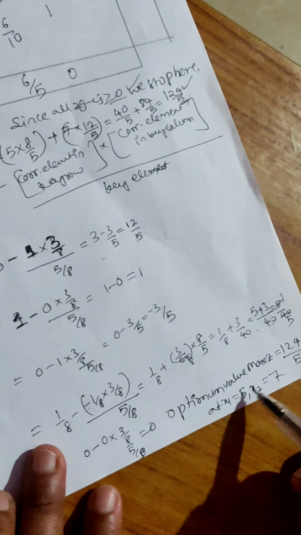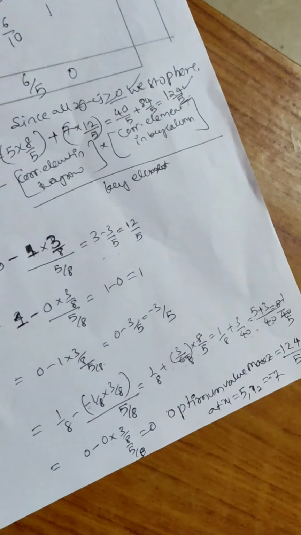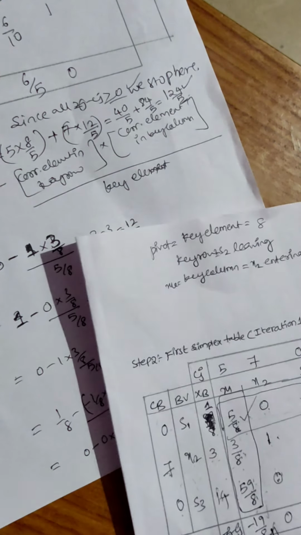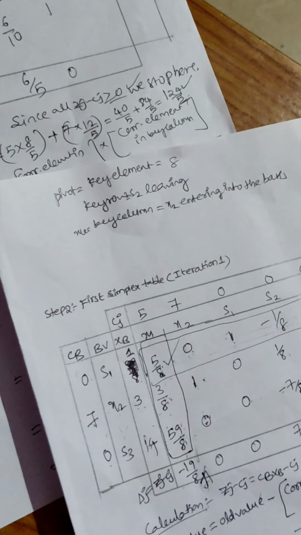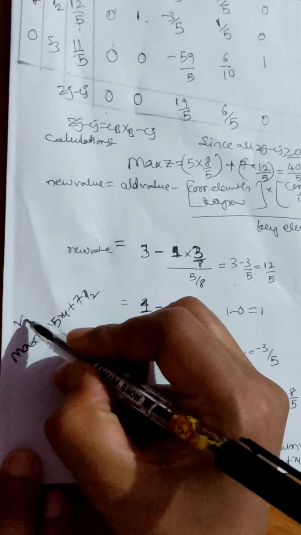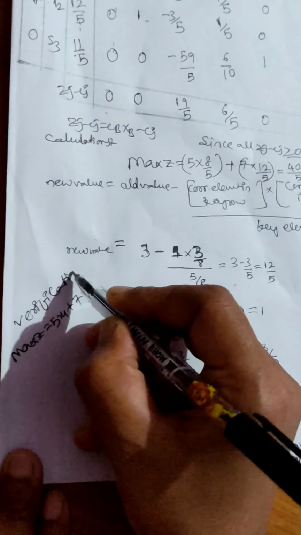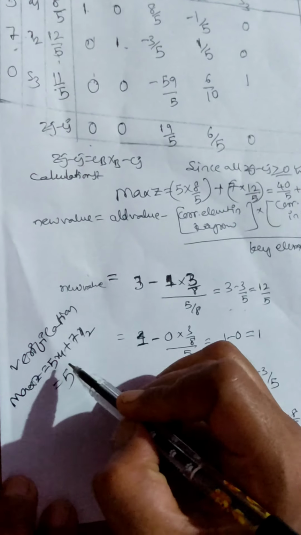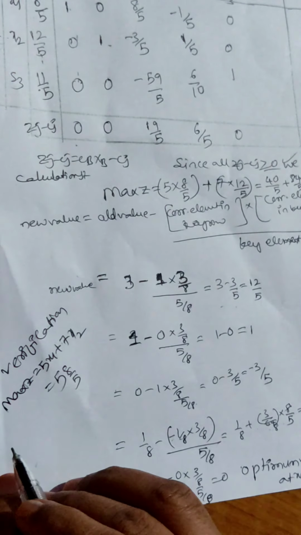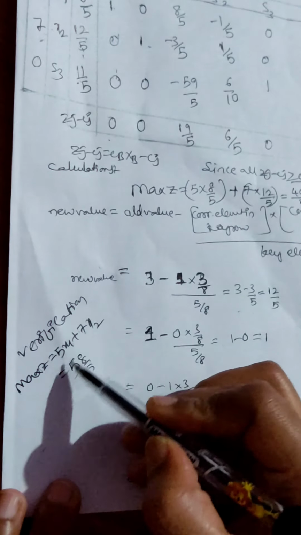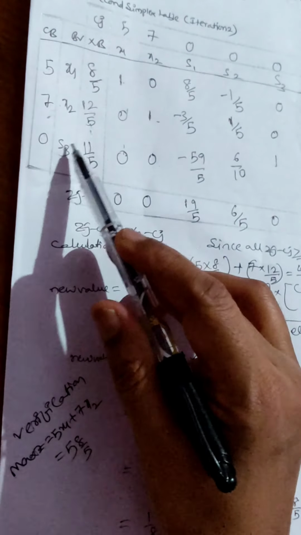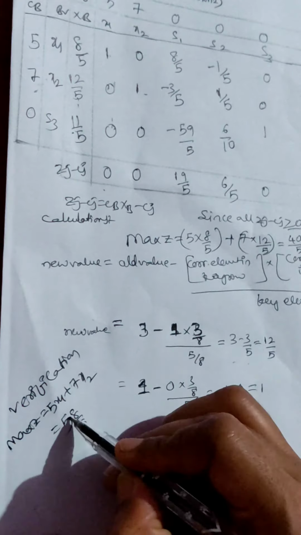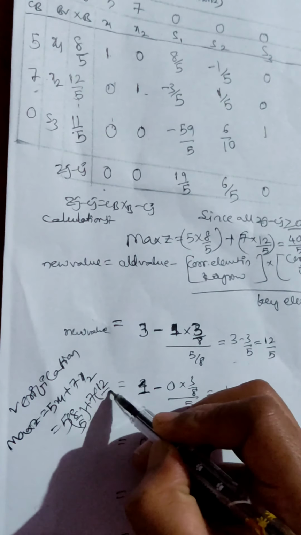You can verify these values by substituting in the objective function. What is the objective function we have in the question? Here you can verify your answer. 5x1, what is our x1 value, x2 value? Sorry, x1 value is 8 by 5, x2 value is 12 by 5. You can verify substituting these x1 8 by 5, x2 12 by 5 in the objective function, that is 5 into 8 by 5 plus 7 into 12 by 5.